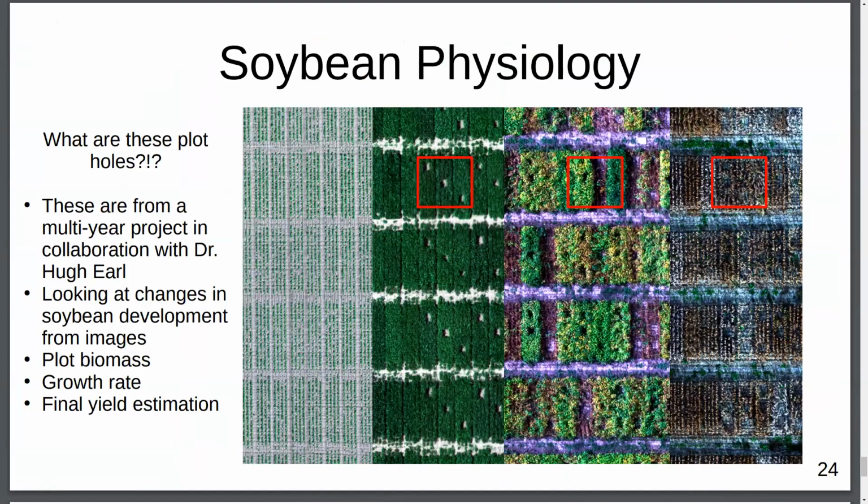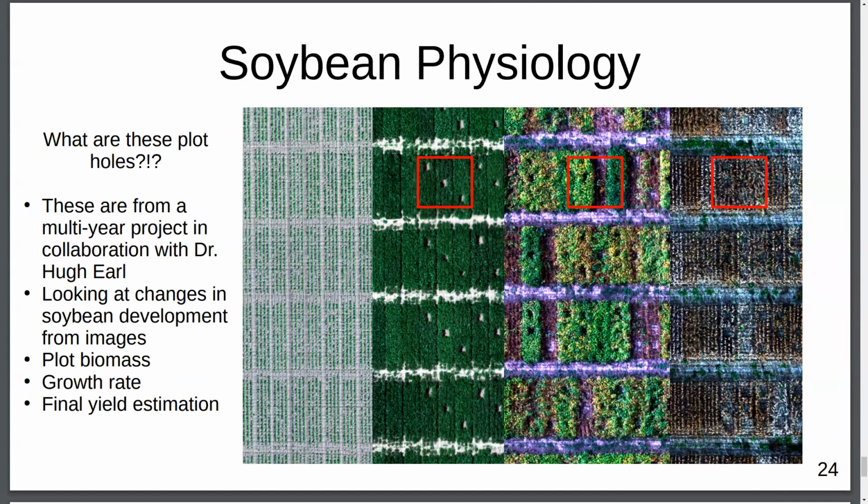And one final slide here on a bit of soybean physiology we're doing. So you might have noticed in some of these plots that there's holes. So why are there holes in the soybean plots? Well, these are part of a multi-year project in collaboration with Dr. Hugh Earle, a crop physiologist here at the University of Guelph. So we're looking at changes in soybean development from our aerial imagery. So he's doing this all on the ground and with the breeding program on a set of traits. And we said, well, let's have a look at this from the aerial imagery and see what we can do. This is a bit of an add-on to the project.